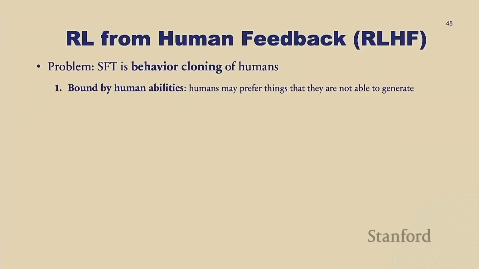Okay. Second part of this post-training is what we call reinforcement learning from human feedback, or RLHF. Some of you might have heard of that. The idea is that SFT has a problem, namely that you do behavioral cloning, which means that you just try to clone what the humans would say. And that has many issues. One of them is that you're bound by human abilities.